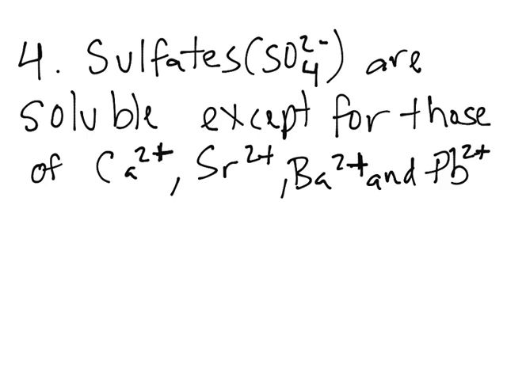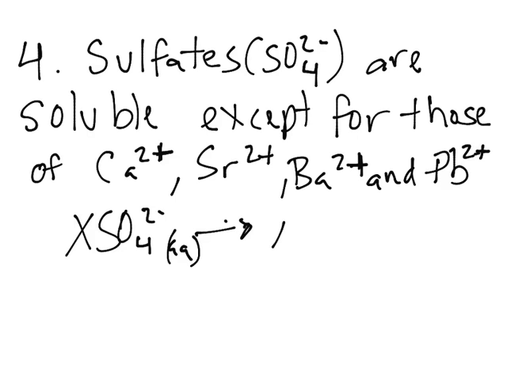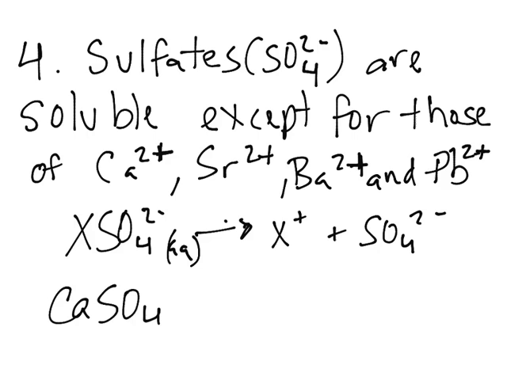So what this is saying is that usually sulfates, so let's say something with this, will be aqueous. It will be able to separate into its ions. So this will be 2. However, if this X is equal to, let's say calcium, so calcium SO4, they're both 2, so you don't write anything. It will not be aqueous.